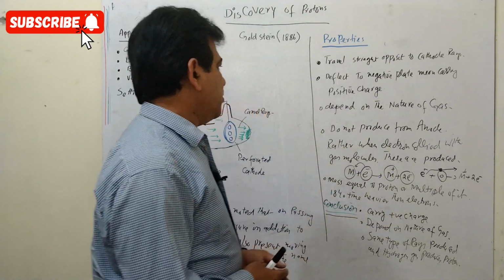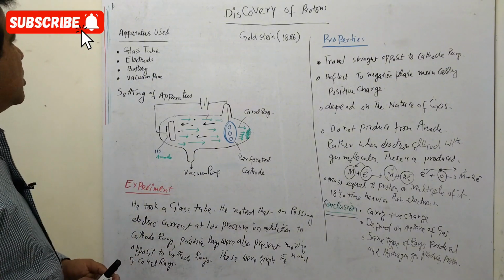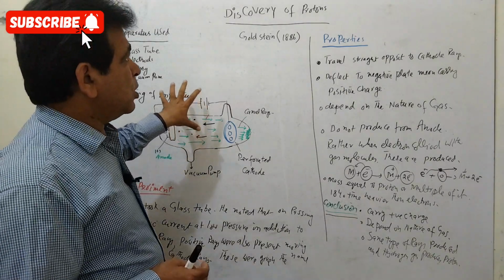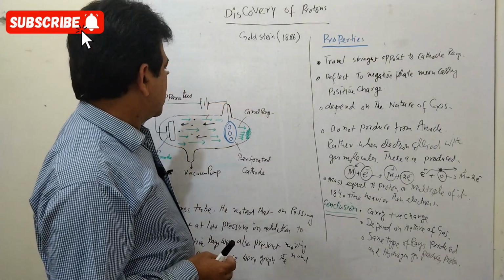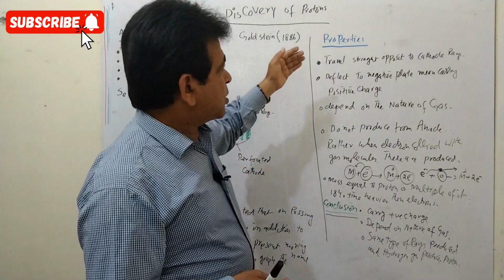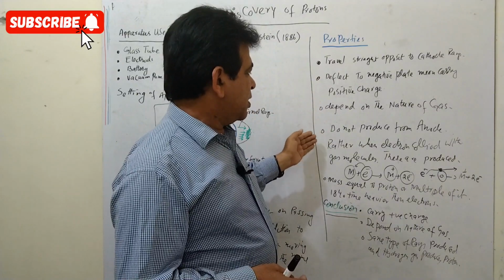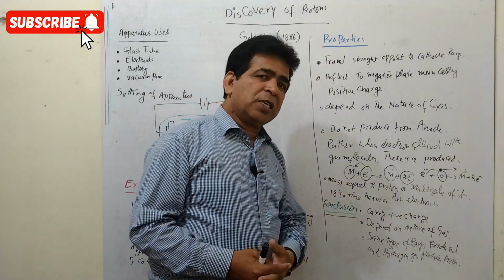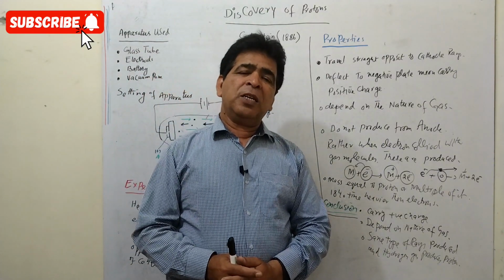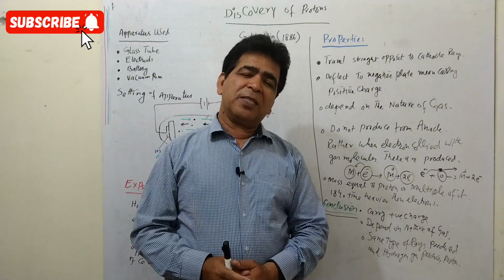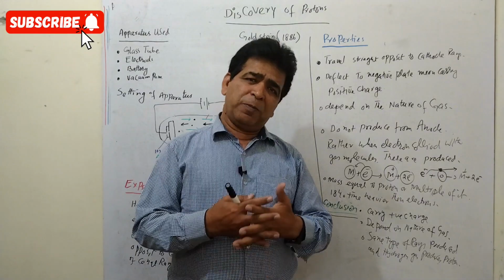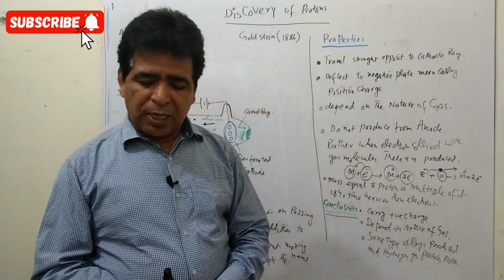Dear students, let us summarize our lecture. Goldstein used a discharge tube, and the structure of this discharge tube is shown here, and he studied the properties in detail. After studying these properties, he concluded that these canal rays are in fact protons, and the mass of these rays depends on the mass of the gas used inside the discharge tube.